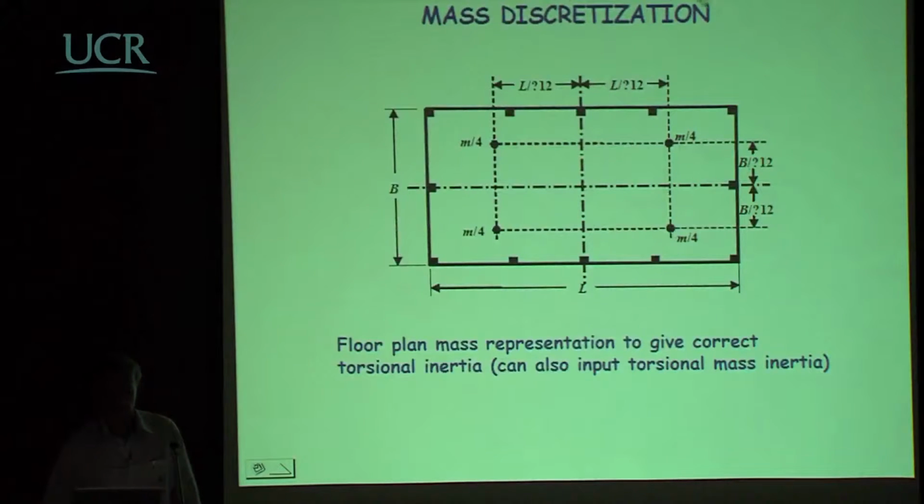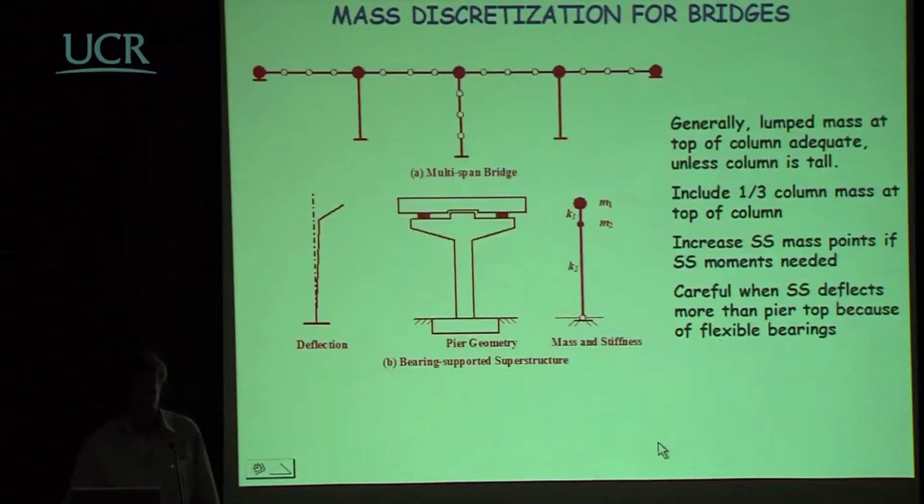Mass discretization, well, this is pretty straightforward. We can either have the mass distributed to the appropriate distances in the floor plan of a building like this, or we can incorporate torsional mass inertia, with the mass all concentrated at the center. But sometimes people forget about these aspects.